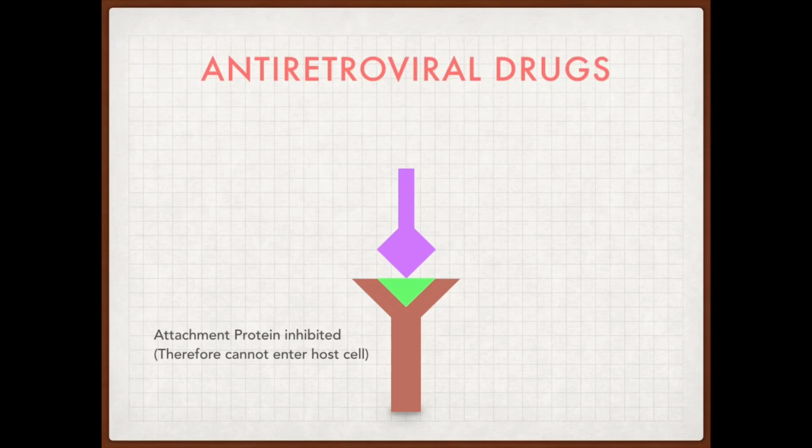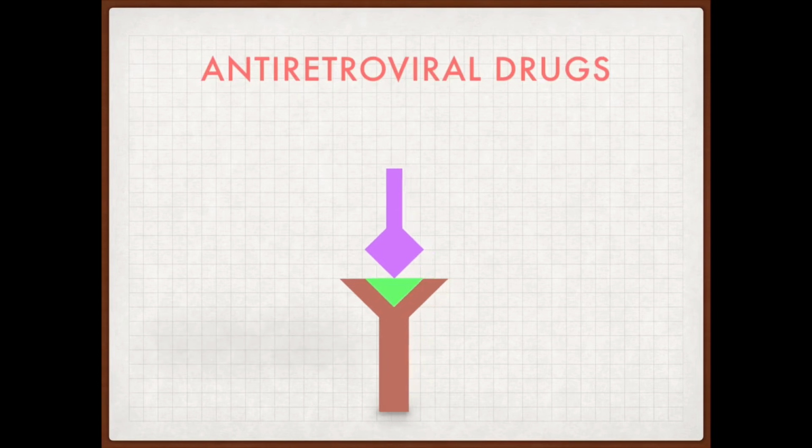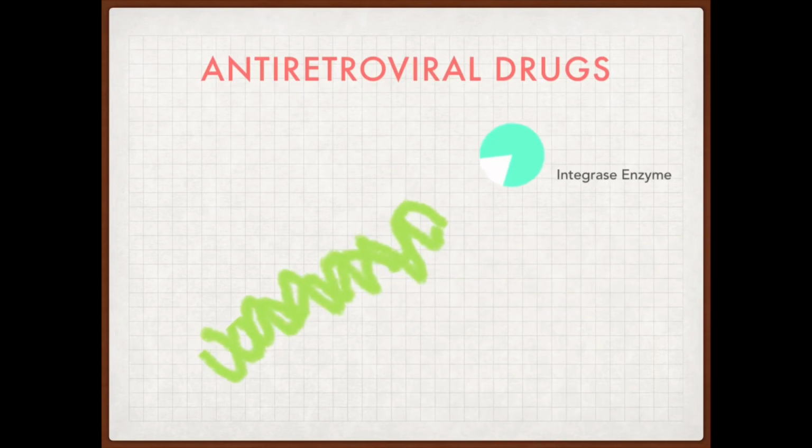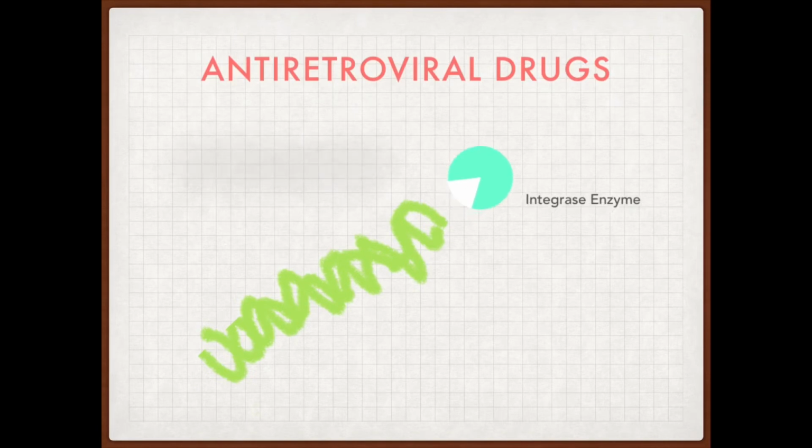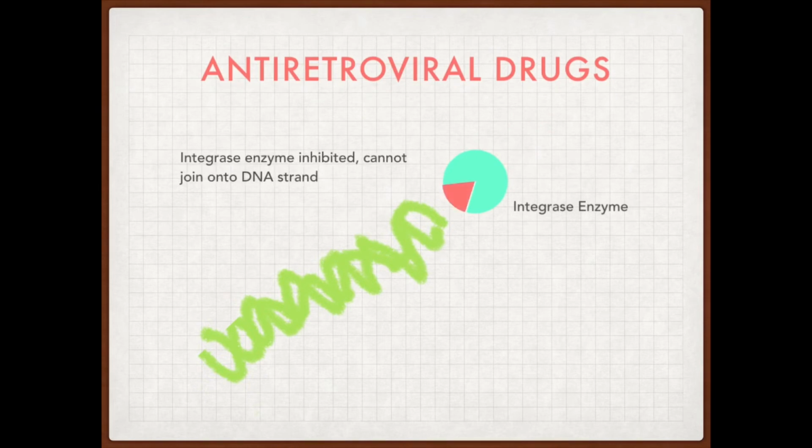There can be other areas such as stopping the replication of complementary DNA strands, or by inhibiting integrase, an enzyme which, as said earlier, can carry the DNA to the nucleus to be put into the host cell DNA. However, with the inhibitor in place, it cannot join onto the DNA strand, therefore preventing the HIV genetic material from joining onto our host cell DNA.